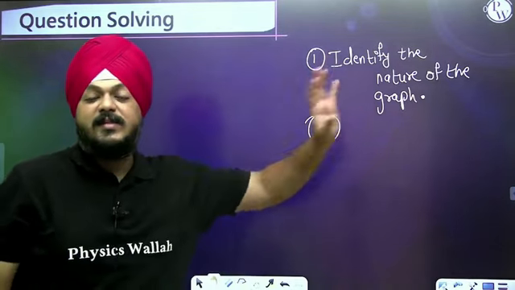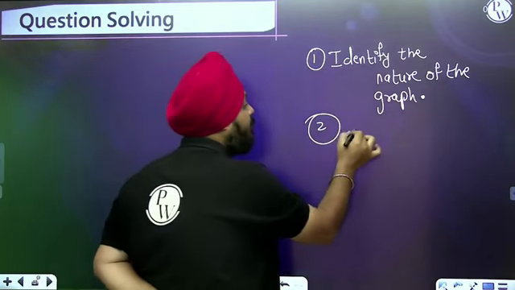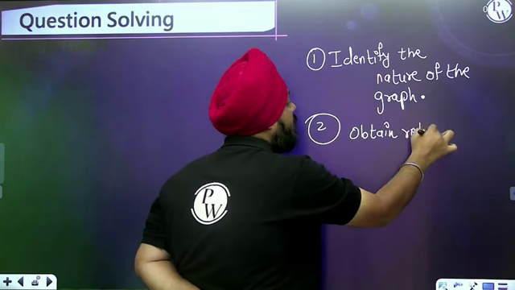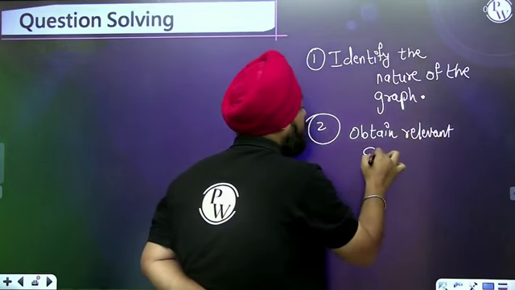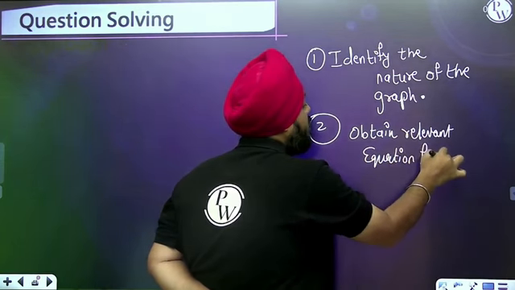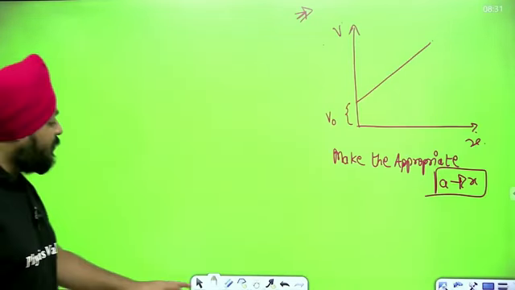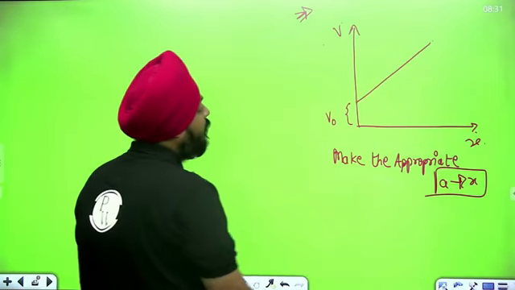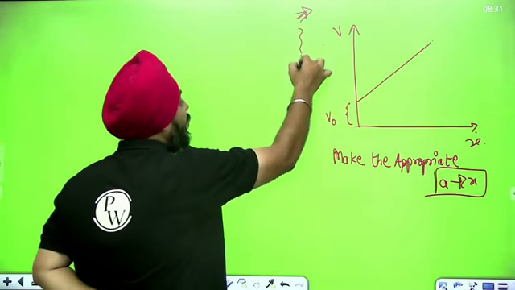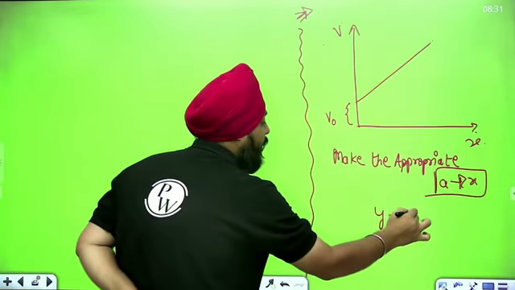What will be the second step? Obtain the relevant equation based on the nature. Obtain the relevant equation from it. This is a graph of the straight line. Okay, it is having the intercept, so it means immediately it should click that we are going to follow the equation y is equal to mx plus c.